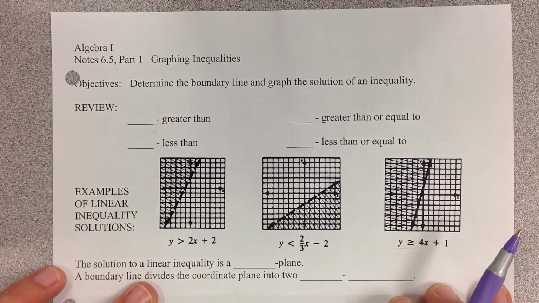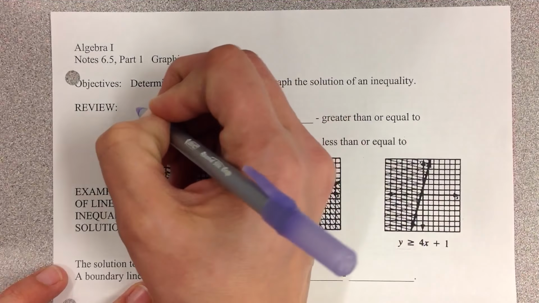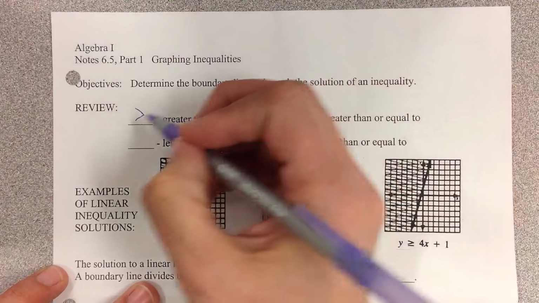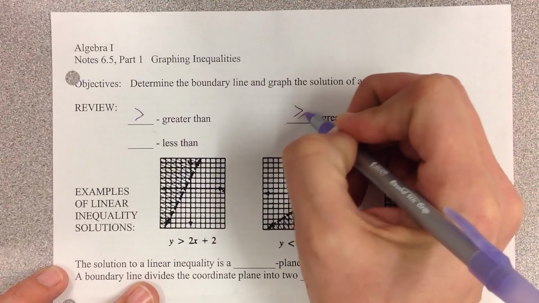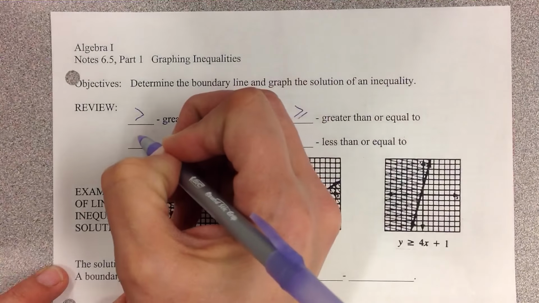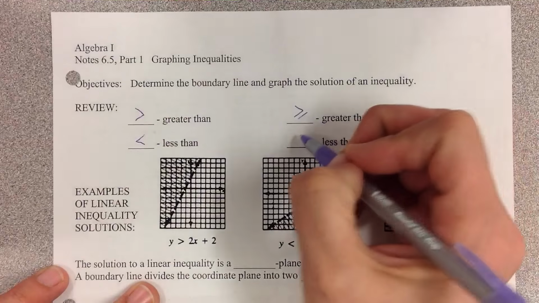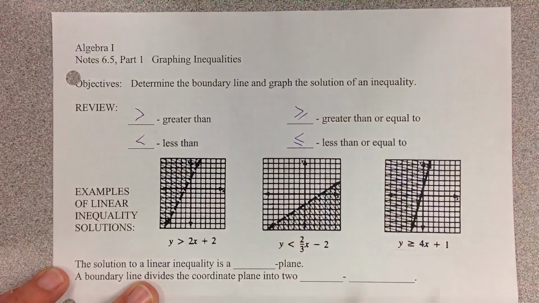Just to review our inequality symbols, please remember that we read them from left to right. This would be a greater than, this is a greater than or equal to. Here is a less than symbol, and this is a less than or equal to.